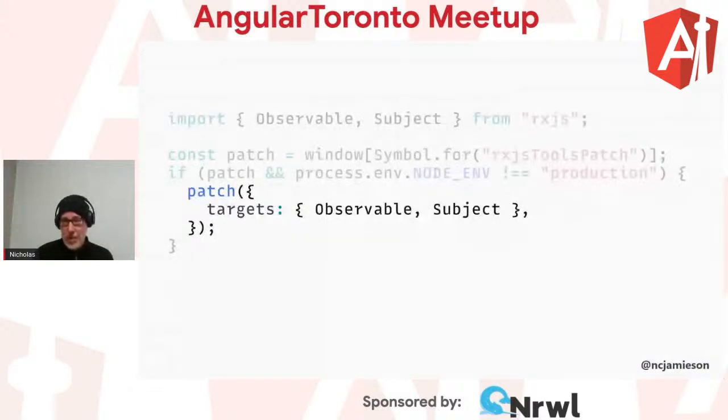So that's it. There is no dependency in this case. You just call patch if it's there. If it's not there, the tools aren't installed. Call patch, pass in the subject, and then your app is wired up to the tools.